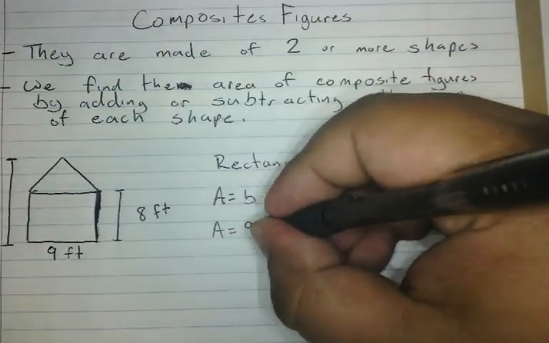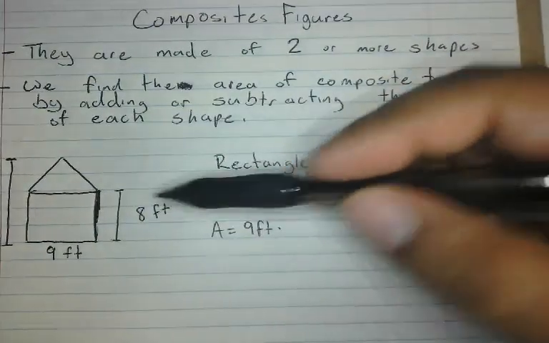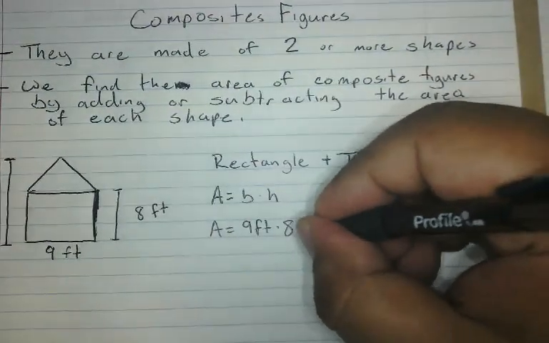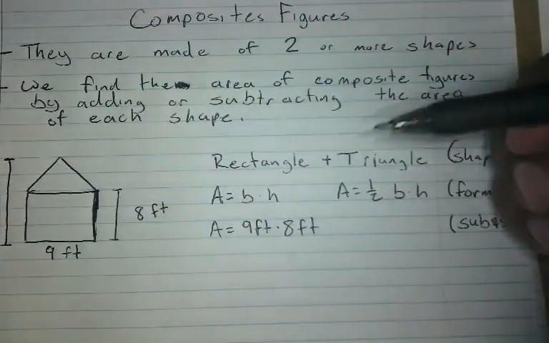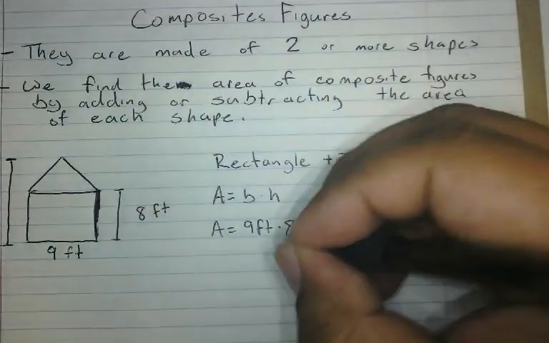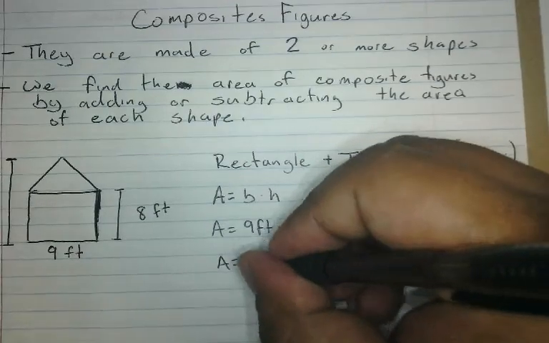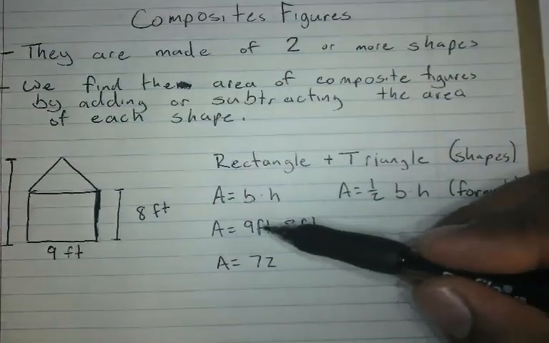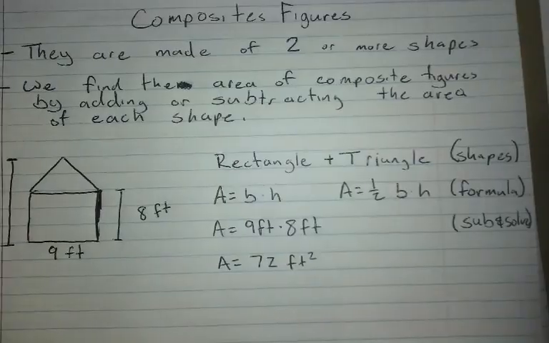So 9 feet times the height of my shape, which was 8 feet. Okay, so now we're going to do 9 times 8. Do some simple math. I use my fingers. I get 72. So the area of the rectangle is 72. And then my units, feet times feet, meaning it's going to be feet squared.